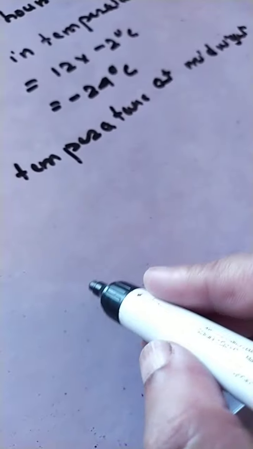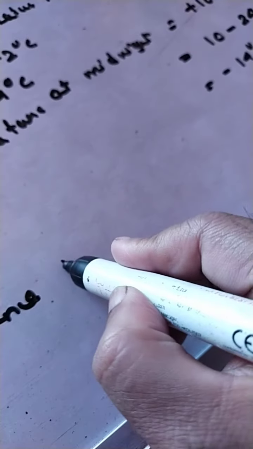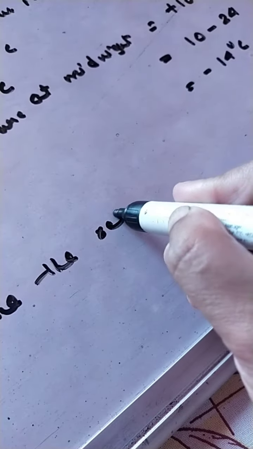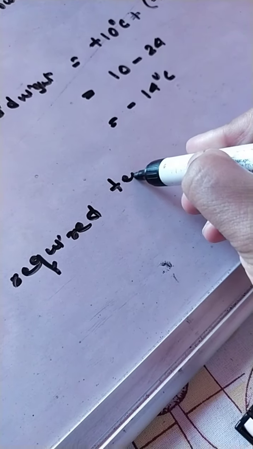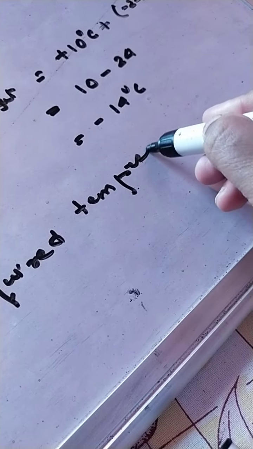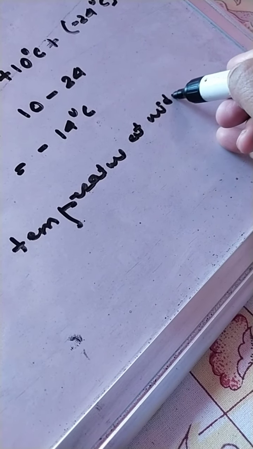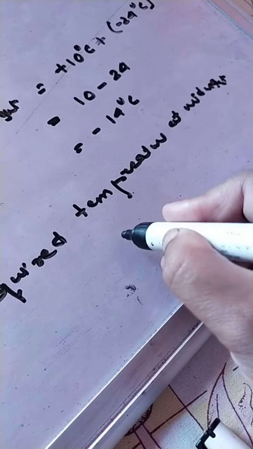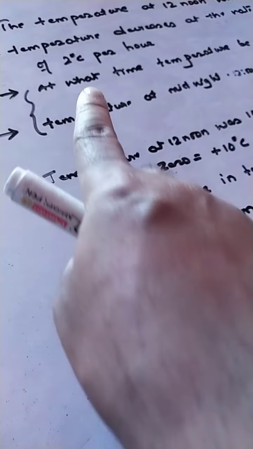Okay, so you can write this statement. Hence, the required temperature at midnight would be equal to minus 14 degrees Celsius. Okay, now let's move on to the first part of the question.